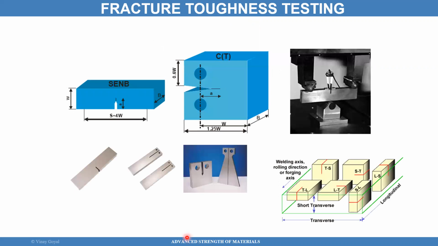These are the various tests that can be used to measure the fracture toughness. You have the CT test, the compact tension test is what this is. This is the single edge notch beam test. And then you have other tests like the tapered double cantilever beam, and other things like that. So fracture toughness testing can be performed to measure K1C.